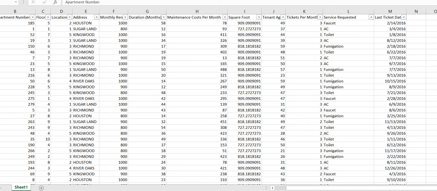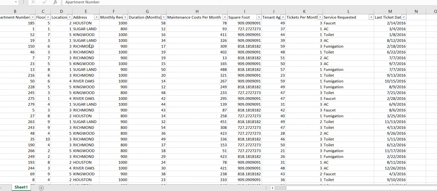We have the apartment number, floor number, location, address, all data regarding this particular apartment or property management company. And we want to figure out how to optimize their costs and their supply chain and identify bottlenecks in their processes. So I'll show you really quickly how our system can cut down what would normally take 6 to 12 months into a few short minutes. So without further ado, let's get started.